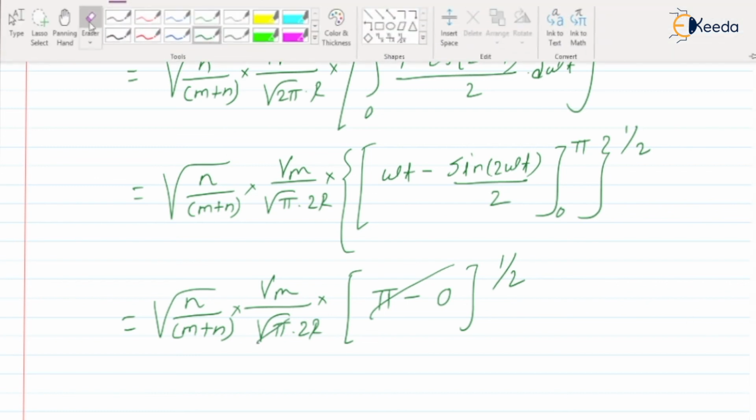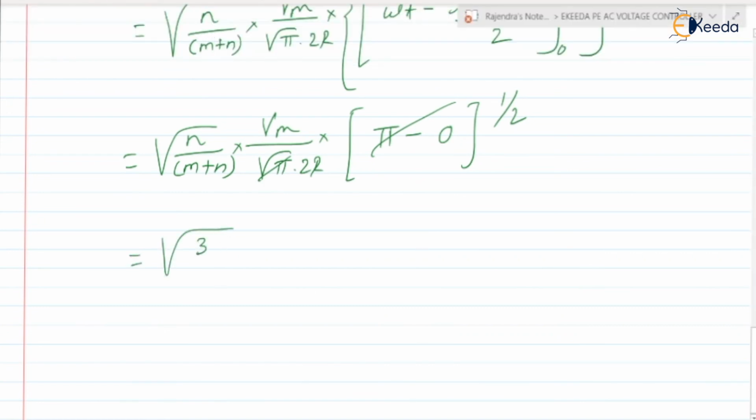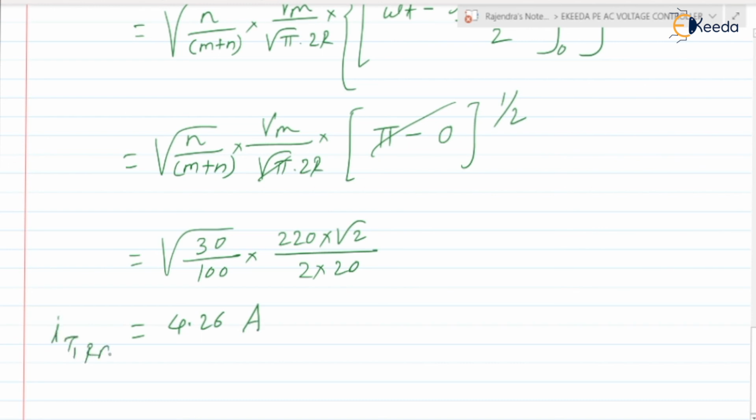If we put the values, it will be under root 30 upon 100 into Vm, which is 220 into root 2, divided by 2 into 20. From this we can write the final answer as under root 30 by 100 into 220 into root 2 divided by 4, which is 4.26 A. This is the IT1 RMS, or RMS value of current flowing through each thyristor.